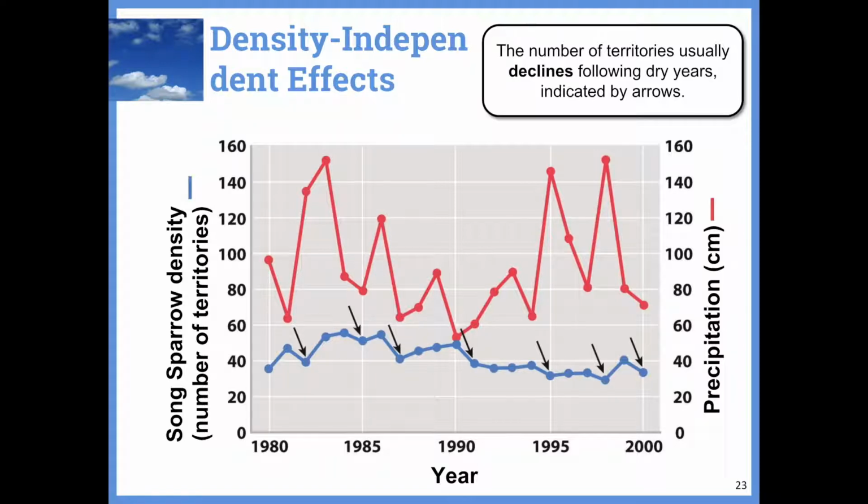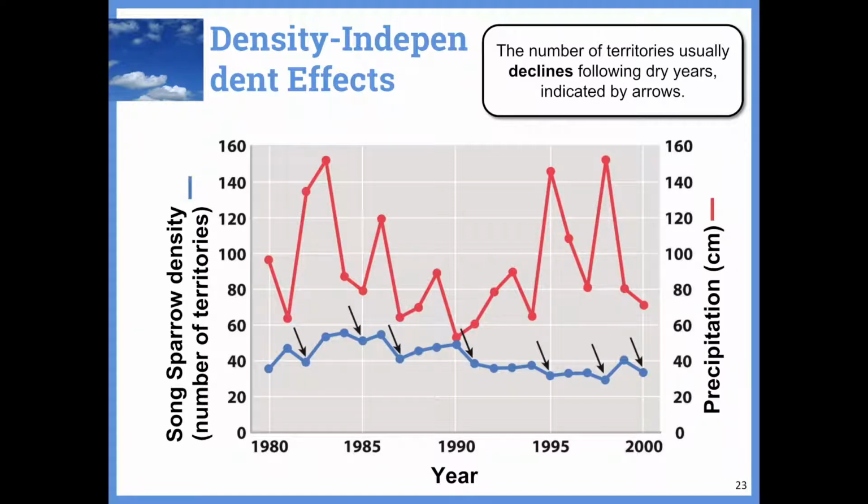Factors such as resources and predation are called density dependent factors, whereas density independent factors influence population size without regard to the population's density. Those factors would include events such as a drought or a prolonged cold period, either of which could cause widespread mortality independent of the population's density. So let's look at the example on this graph here.